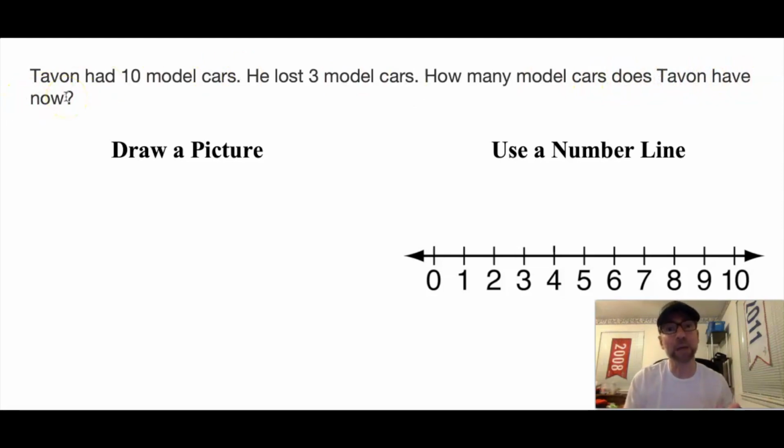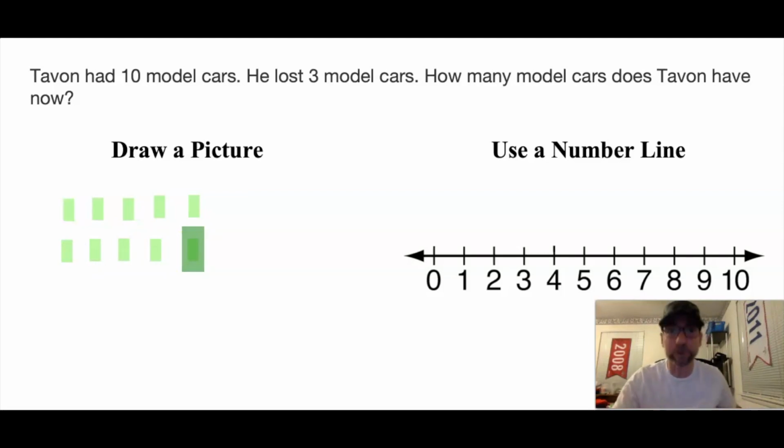And we can solve this problem two different ways. The first way is we can draw a picture. So let's go ahead and uncap our markers. And on our whiteboard, let's draw a math picture to represent this story. So Tavan had 10 model cars. Now, I'm not going to be drawing cars. Because it's a math picture, I'm going to draw 10 dots, 10 little circles, 10 boxes, whatever you want. Here's Mr. Enzi's model cars. 3, 4, 5, 6, 7, 8, 9, 10.